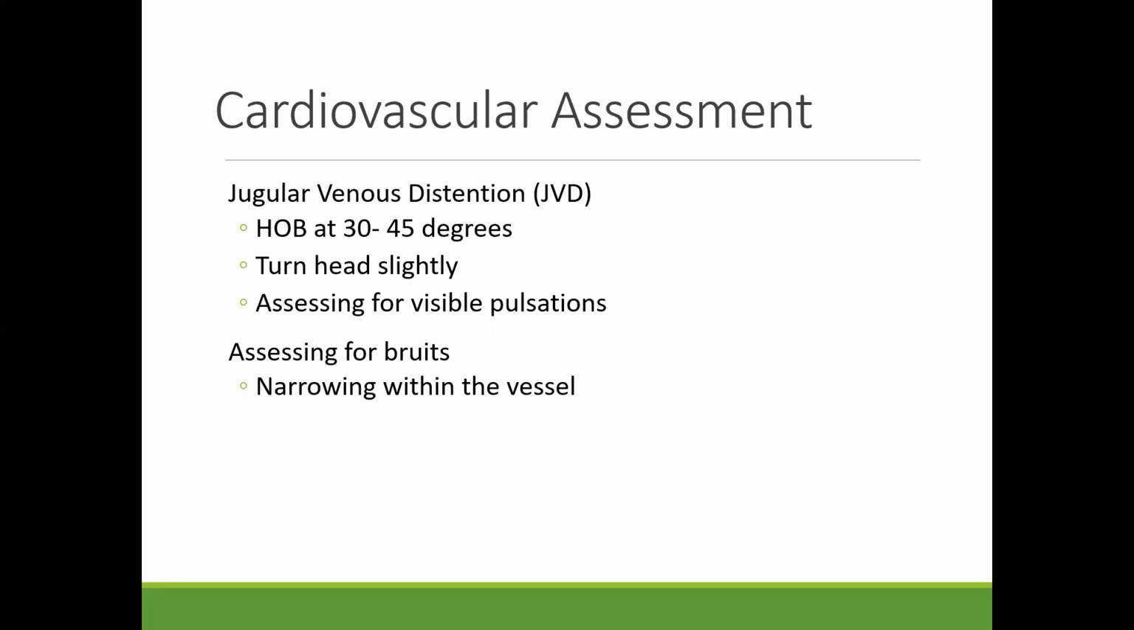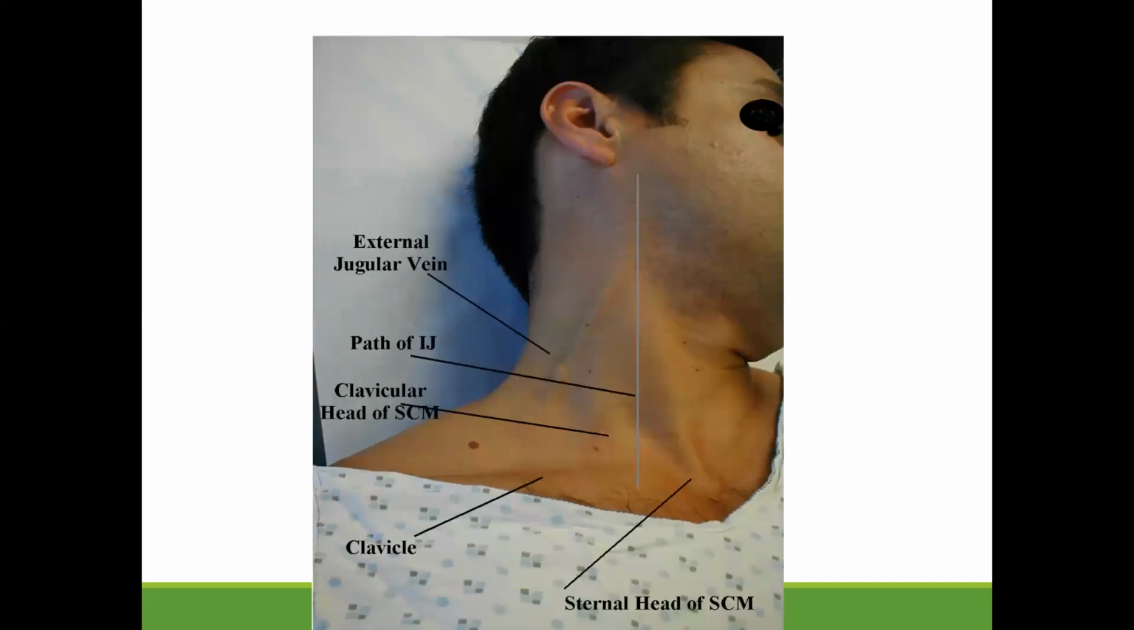Jugular vein distension, the only way you can assess that is if your patient is laying down at a 30 to 45 degree angle. You're going to turn their head slightly to the left or the right, and you're going to see that jugular vein distended. Assess for any bruits or thrills. That is jugular vein distension. Again, they have to be laying down. When we do the health assessment skill, you're going to be sitting in chairs for the most part. You're not really going to be able to assess for JVD.